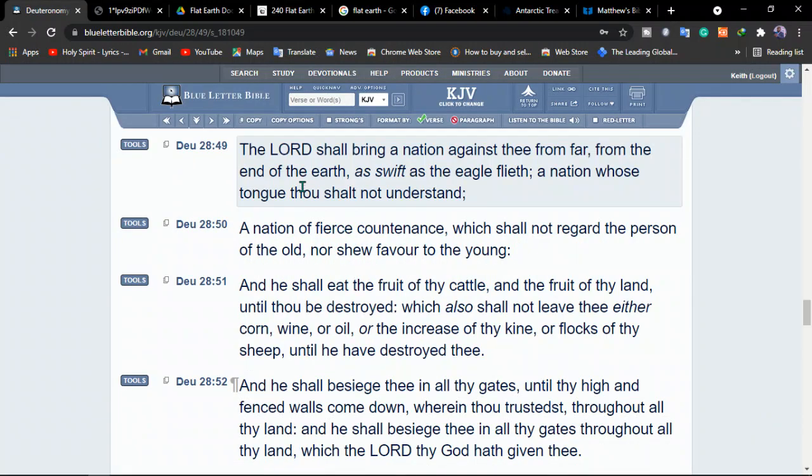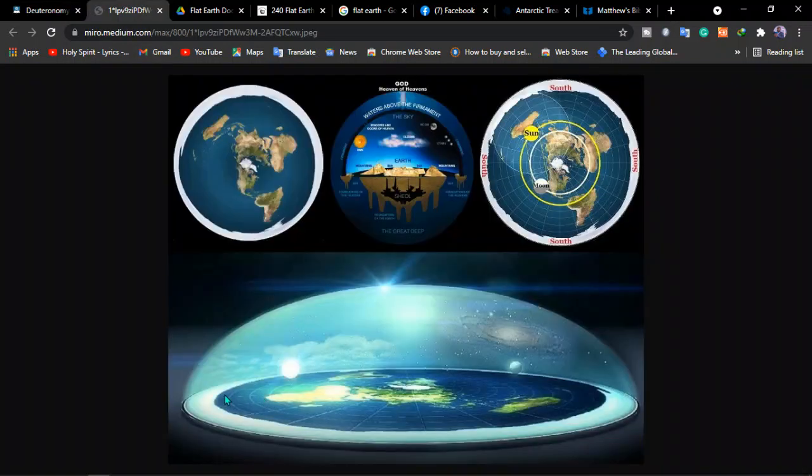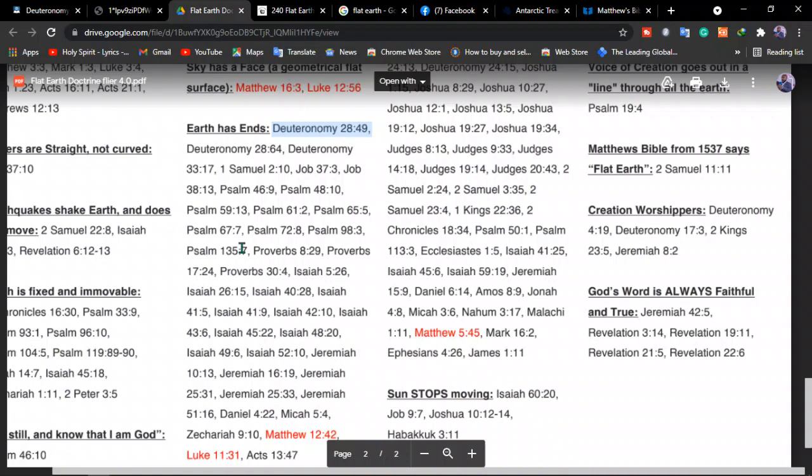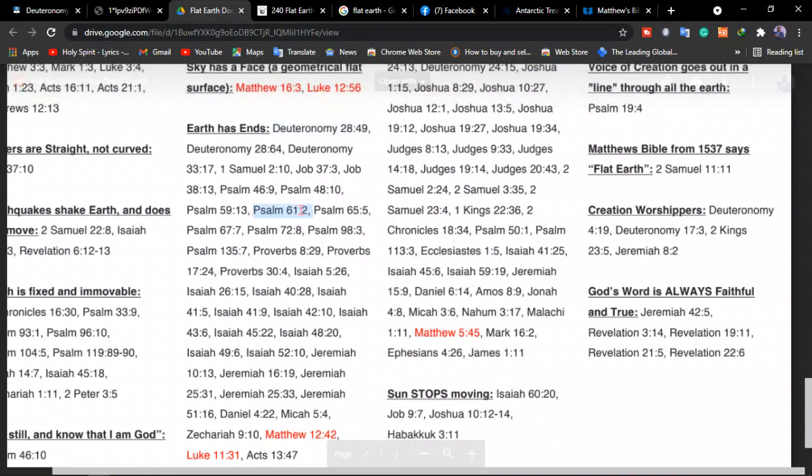"The Lord shall bring a nation against thee from afar, from the end of the earth, as swift as the eagle flieth, a nation whose tongue thou shalt not understand." You see, from the ends of the earth. So it's like God is saying, I'll bring a nation from the other end. And they will come with a tongue that you don't understand, a language that you don't understand. Is that true? Every country has different languages. That's very true.